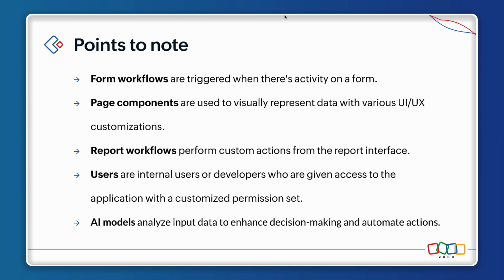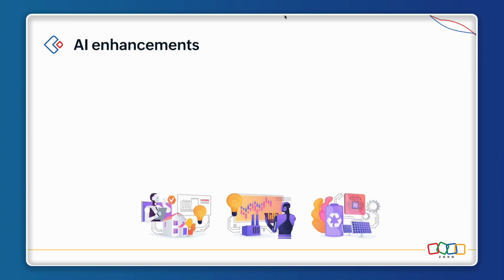workflow. So users are generally considered to be internal users or developers who are given access to the application with a customized permission set. I was taking you through the settings process, how you create the permission and how you can assign it to the users, right? And the AI models can be used to analyze the input data and also to make decisions and automate the actions. Now we will look into the AI enhancements.